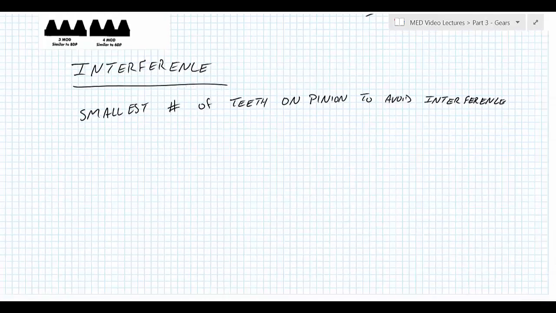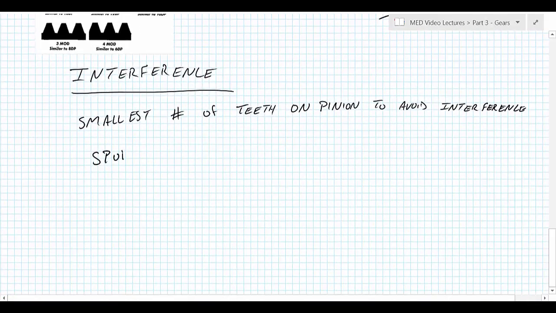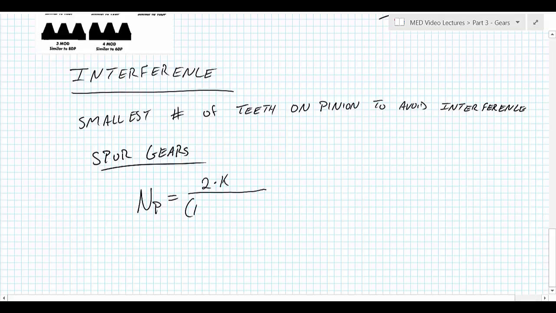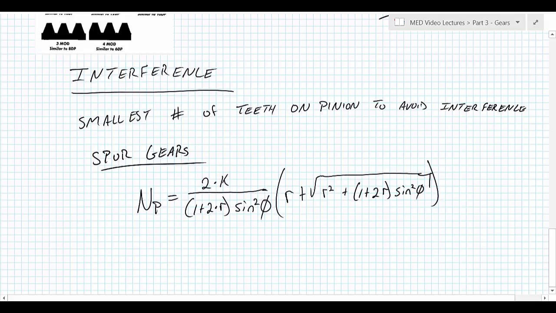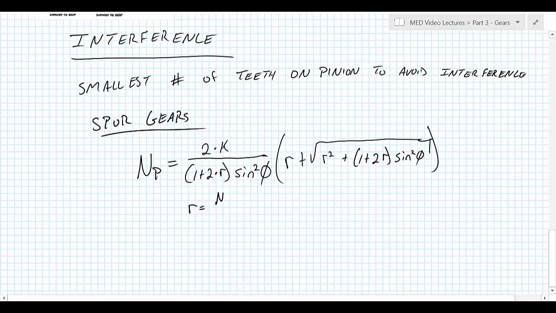So for spur gears, the smallest number of teeth on a pinion equals this. So this equation says that the minimum number of teeth, the smallest number of teeth you'll get on a pinion, is based on 2k divided by 1 over 2 times r times the square sine of the pressure angle. So in this equation, k is equal to either 1 or 0.8. 1 if the teeth are full depth teeth, so these are fully cut teeth, or 0.8, we're just talking about stubbed teeth, which are smaller.